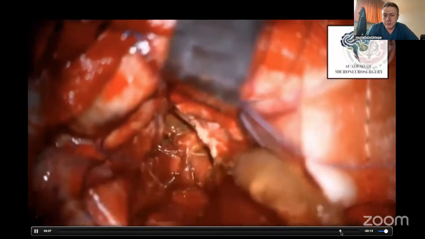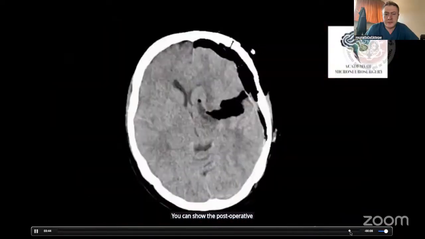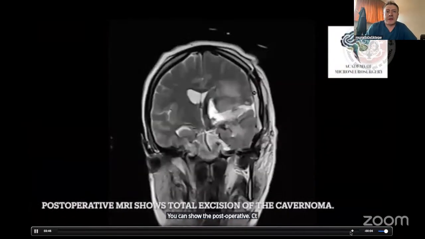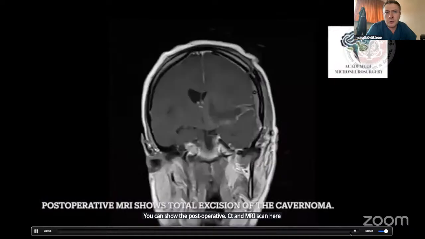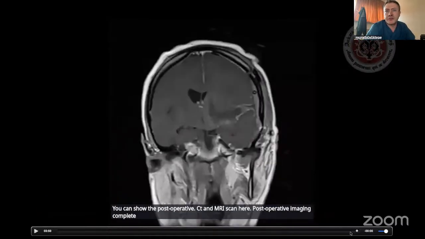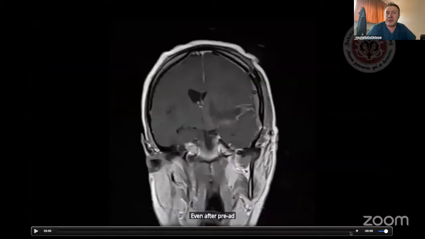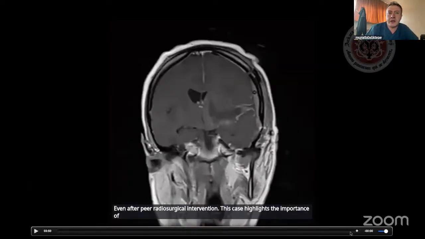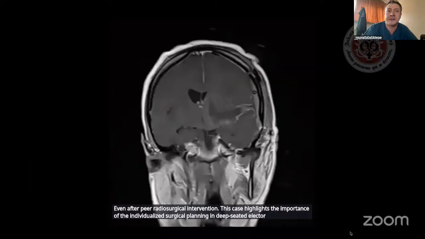We can show the postoperative CT and MRI scan here. Postoperative imaging confirmed complete resection, demonstrating the effectiveness of the surgery even after prior radiosurgical intervention. This case highlights the importance of individualized surgical planning in deep-seated eloquent area cavernomas, I think.